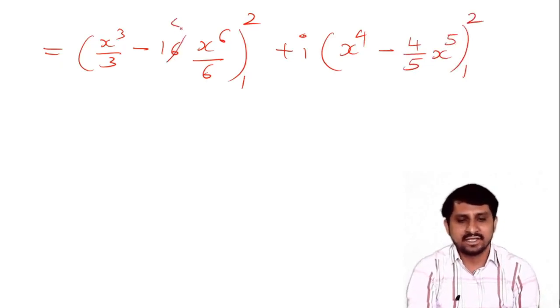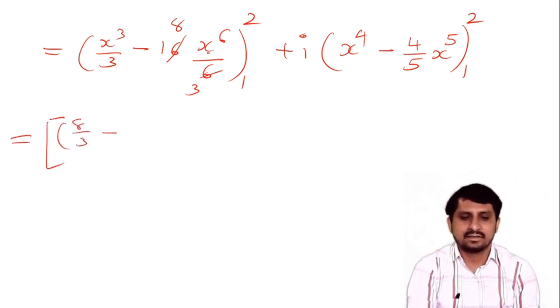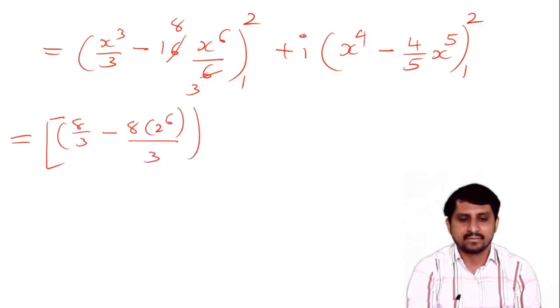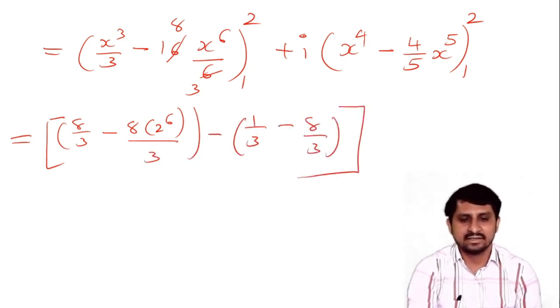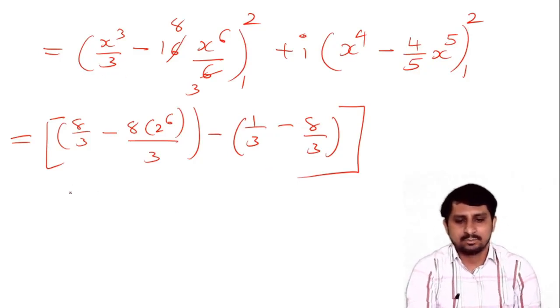Now first of all here we have 8 by 3. Put first of all 2, so this equals... I can write, instead of x when I take 2, so this is 8 by 3 minus... this is 2 raised to 6 into 8, so 8 into 2 raised to 6 divided by 3, minus 1 by 3 minus 8 by 3. Clear, easy to understand, right?